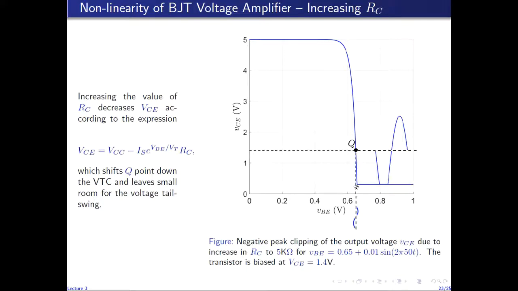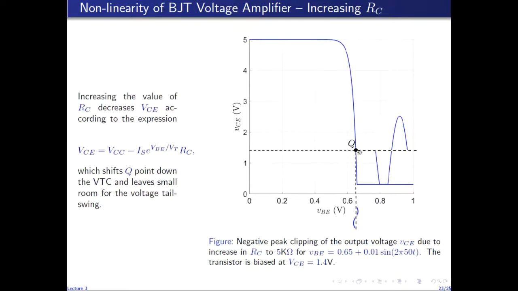And in the saturation mode, as has been assumed for simplicity, there is no gain whatsoever. There is zero gain. For any change in the input voltage, there is no change in the output voltage. The output voltage remains constant. This is what we have assumed for simplicity. So as soon as the transistor enters the saturation mode, the voltage gain becomes zero, and the output voltage becomes constant, equal to about 0.3 volts. So this is observed as the clipping of the negative peak of the output voltage.